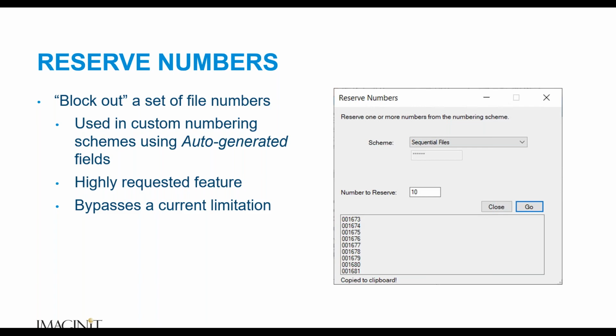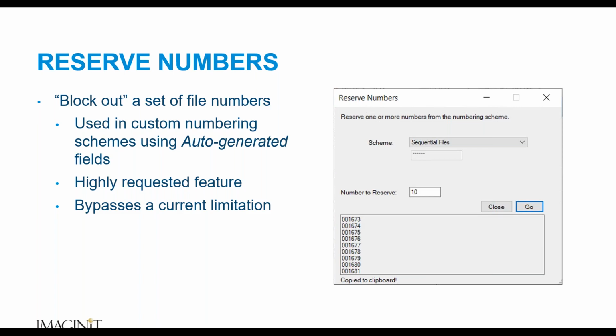Once that's run, as you can see in the screenshot here, it grabs those numbers, it even copies them to the clipboard so that those numbers are now already used. So the next time somebody goes to run the save and get their file name, it will skip over whatever we've reserved on this list.